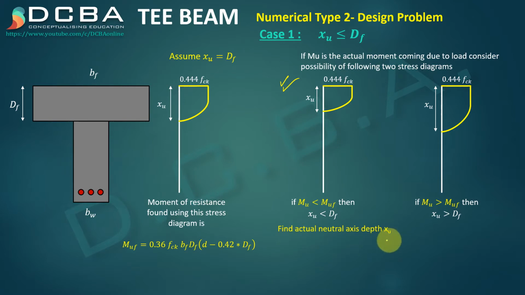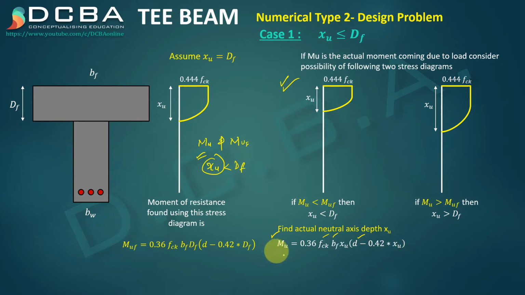So this stress diagram is correct, and then we can proceed with it further to find the actual neutral axis depth, because from comparing MU and MUF, I only came to know whether xu is less than df or not, but I could not find the actual value of xu till now. So we need to find that actual value of xu, that is the actual neutral axis depth, and that is found by MU equal to 0.36 fck bf xu into d minus 0.42 xu. So I know MU, I know fck, I would know the effective flange width, d I would know. The only unknown in this would be xu.